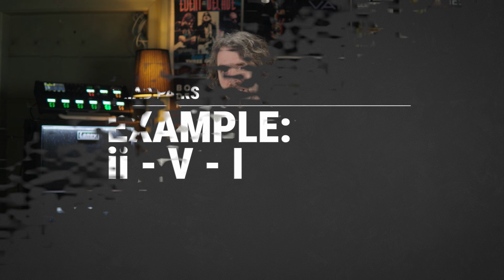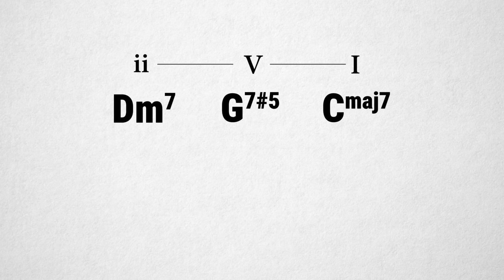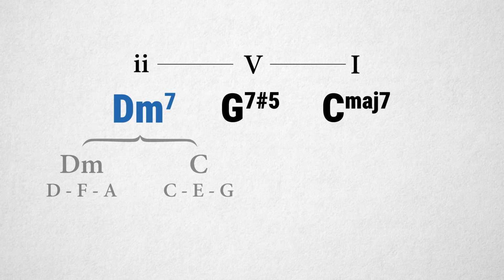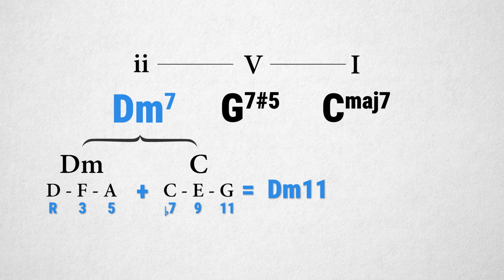Now we can put all the things we did in a real world example. For instance over a 2-5-1, which is the most obvious thing to do, I guess. In a 2-5-1 in C major we can play the D minor and C major triad over the 2 chord, which is the D minor 7 chord. The C major triad is the upper structure of the D minor 11 chord containing the minor 7 C, the 9th E and the 11 G, all beautiful color tones.